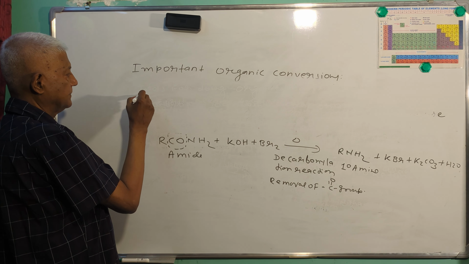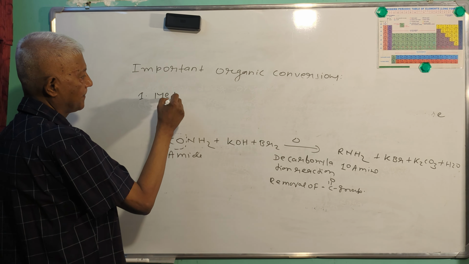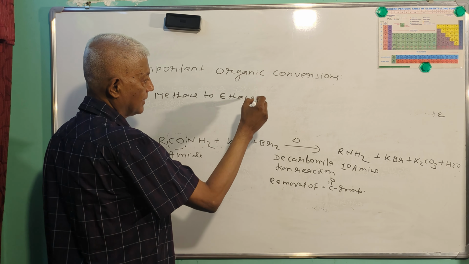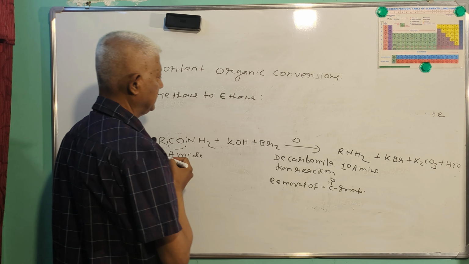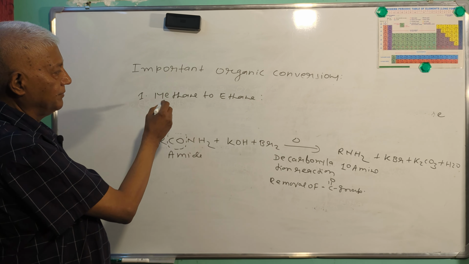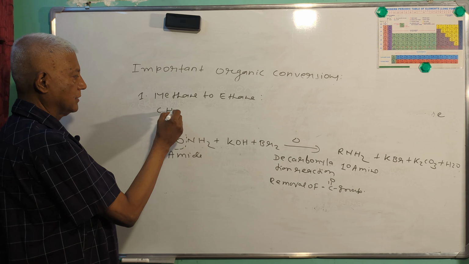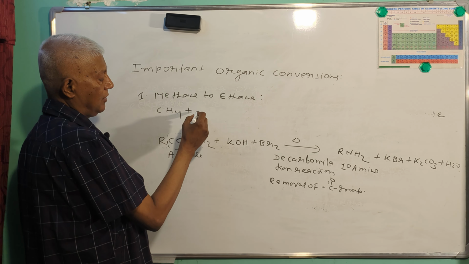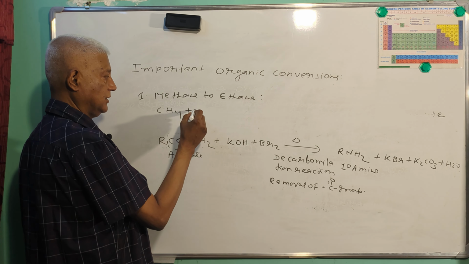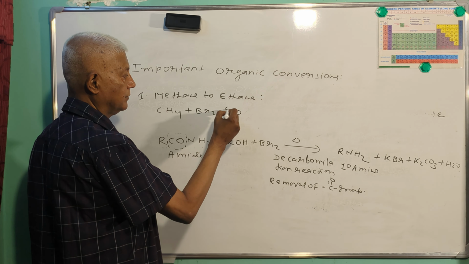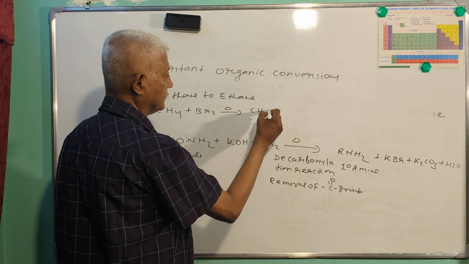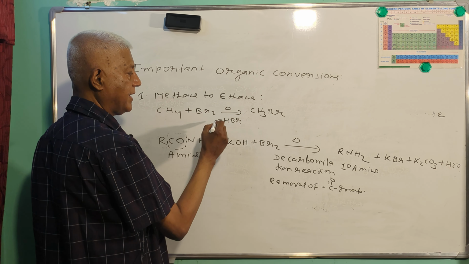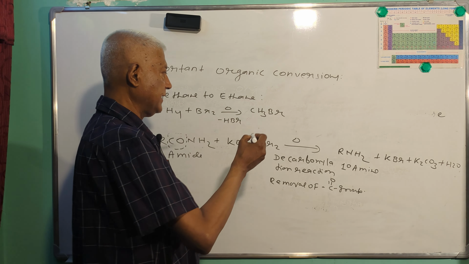So the first one is methane to ethane. Methane is CH4. At first we have to convert it into an alkyl halide. So we use Br2, and when heated we get CH3Br, and one product is HBr. Minus means removal.